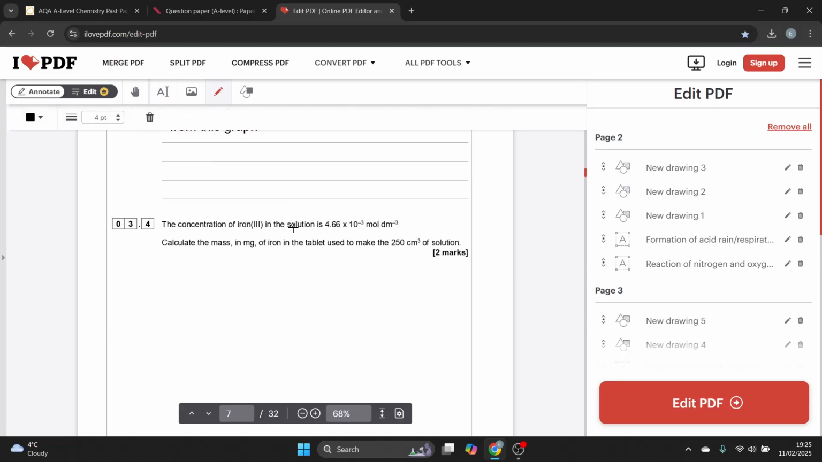Calculate the mass needed to make this. Moles is mass over Mr, so mass is moles times by Mr. I've got the concentration, so I know what to do now. It just required a bit of work. Moles equals concentration times volume. So 4.66 times 10 to the power minus 3 moles per dm cubed. I need cm cubed and moles per dm cubed, so times by 250 divided by 1000.